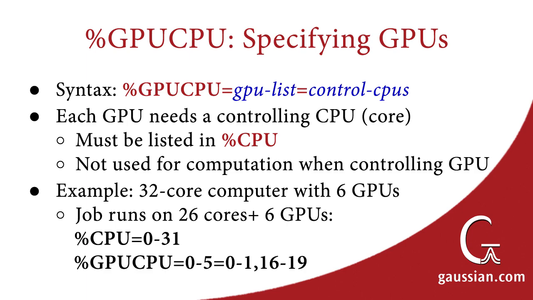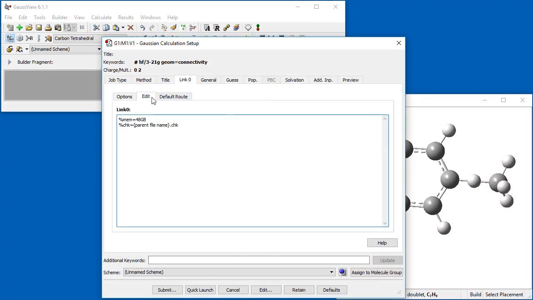These directives do not have items on the Link0 options subpanel, so we must add them manually using the Edit subpanel. Here we specify that all 32 CPUs, cores, are allocated to the Gaussian calculation, which will also use all 6 available GPUs. CPUs 0 and 1 and 16 through 19 will serve as their controlling CPUs. Thus, this calculation will be executed using 26 cores and 6 GPUs.